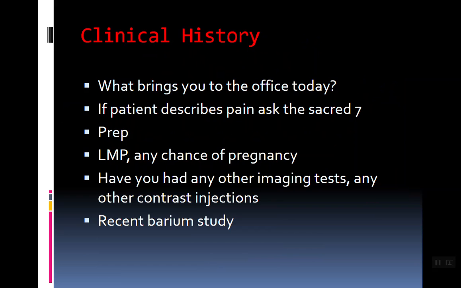Have they had any recent barium studies? That becomes important because you guys know what barium looks like on CT. It's way too dense for us. It looks like fireworks. We have to make sure that all that old GI or BE barium is out before we can scan their abdomen.